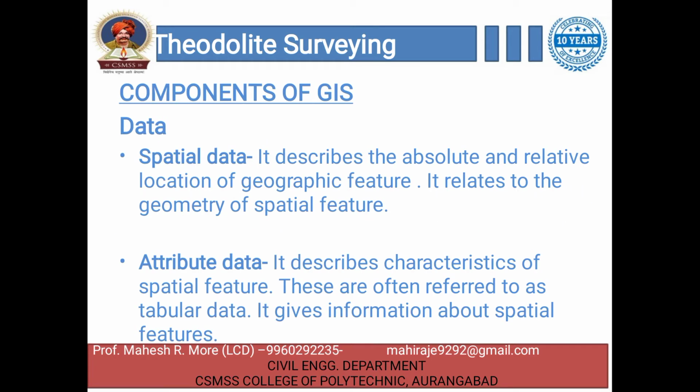Spatial data describes the absolute and relative location of geographic features. It is related to the geometry of spatial features. Attribute data describes characteristics of spatial features. These are often referred to as tabular data. It gives information about spatial features.